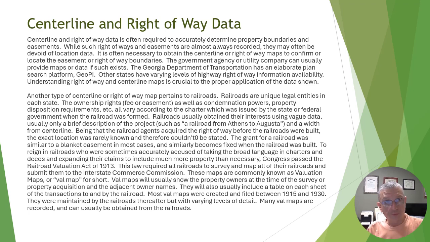Another type of center line and right-of-way data that you could talk for hours about pertains to railroads. I'll hit the basics. So when railroads acquired property to build a railroad on, sort of like a blanket easement, they didn't know exactly where it was going most of the time. They were just trying to build a railroad from Athens to Augusta, for example. And so they would get their surveyors and they would plot out courses and they'd go talk to people. And if somebody said, yeah, I'll give you a right of way, well, they'd get them to sign it right then.